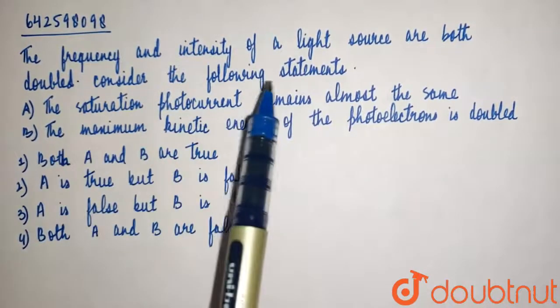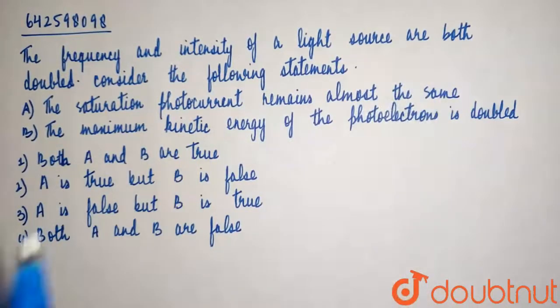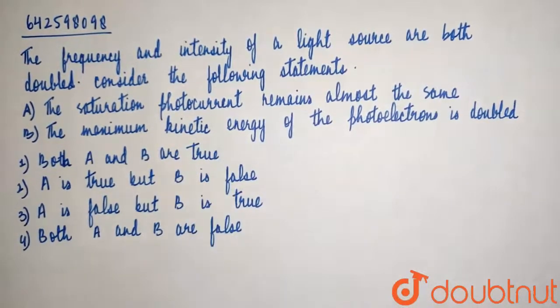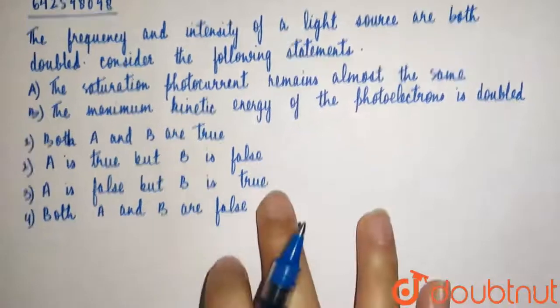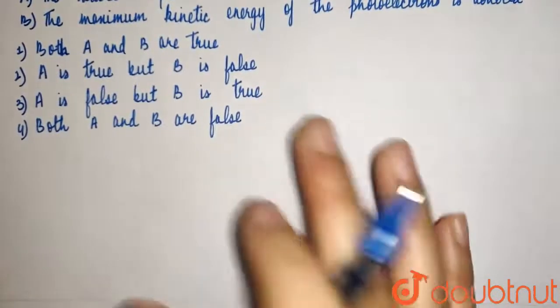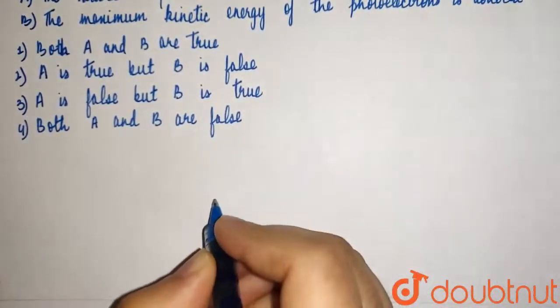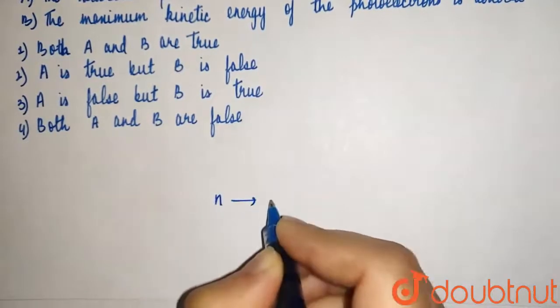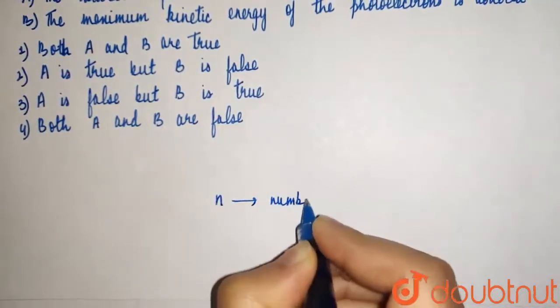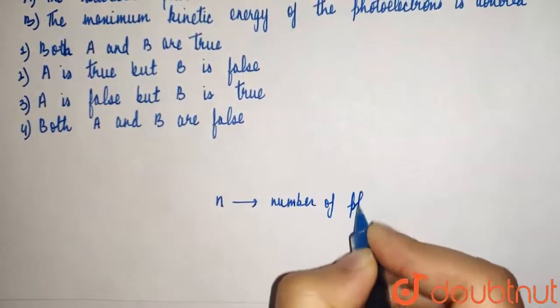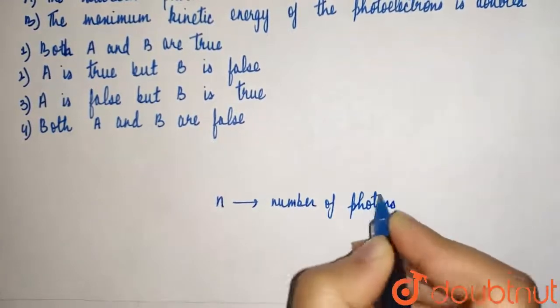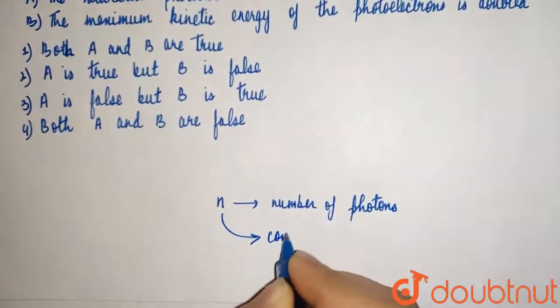So the frequency and intensity of a light source are doubled. So let's say initially this light source was emitting n number of photons. Let's say n is equal to number of photons, and this is constant. We are treating this as constant.